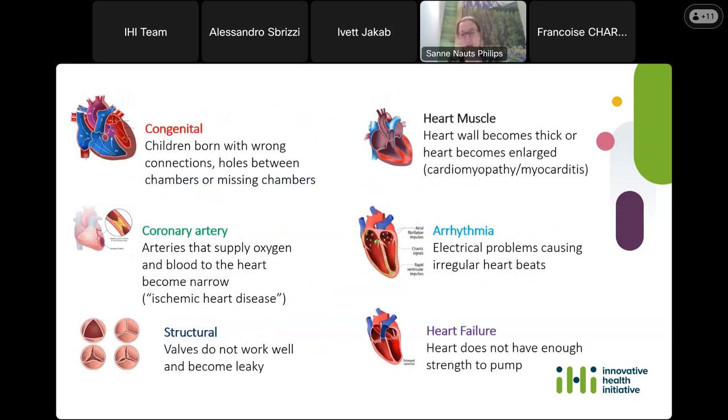So cardiac MRI is a very comprehensive diagnostic tool for cardiology, but unfortunately its widespread application has mostly been limited to relatively rare cardiac conditions. So things like congenital heart disease, cardiomyopathy, iron overload, and it's been a bit underutilized for more common cardiac conditions. So things like structural heart disease, coronary heart disease, and cardiac arrhythmias.